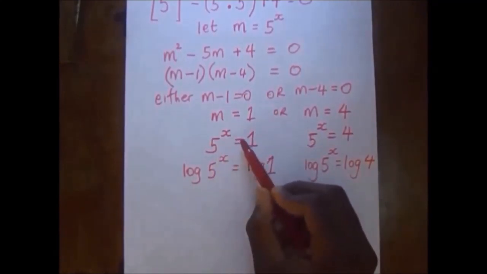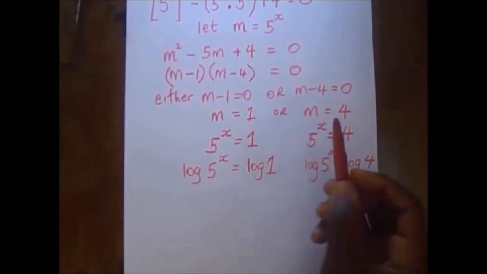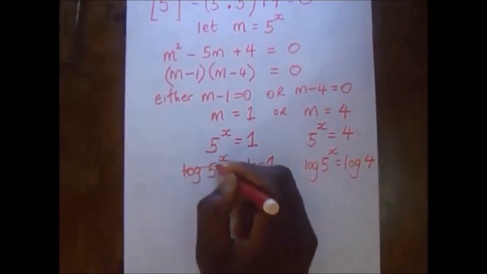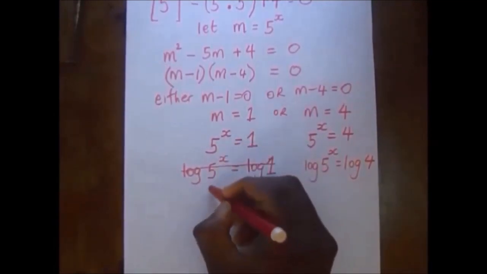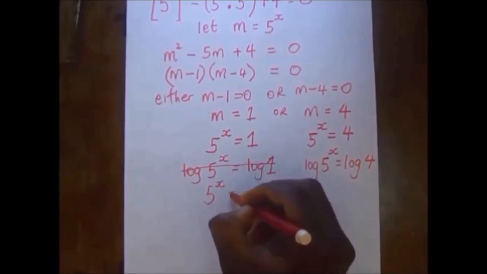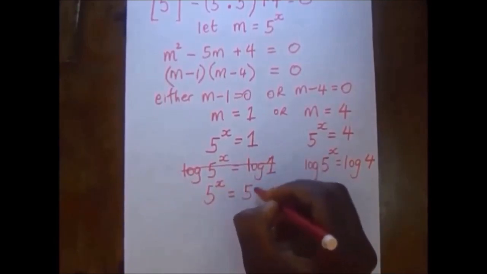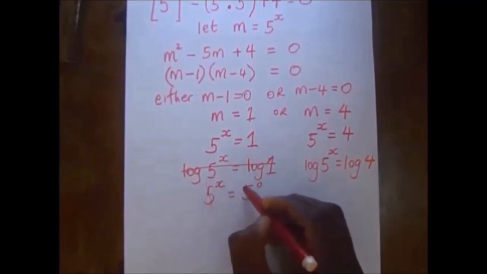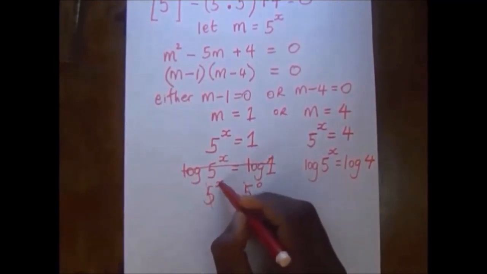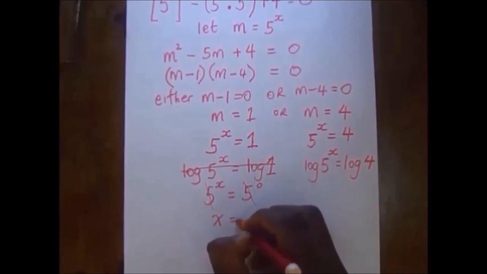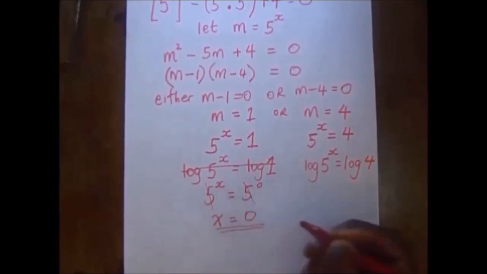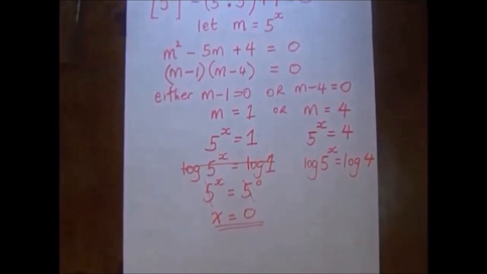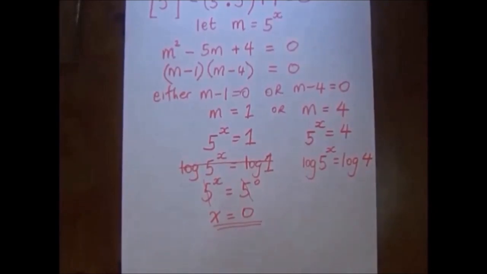So if 5 to the power x is equivalent to 5 to the power 0, that means we would not need this step. 5 to the power x is equal to 5 to the power 0, because 5 to the power 0 is 1. So when the bases are the same, 5 and 5, the value of x here is 0. That's the first value of x. X can be 0 or it can be something else.